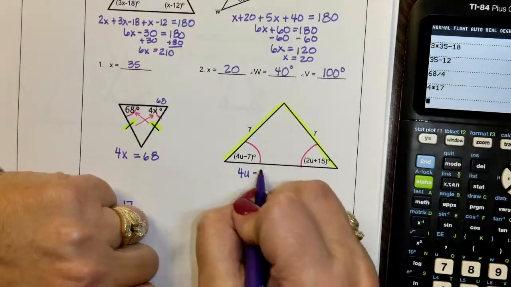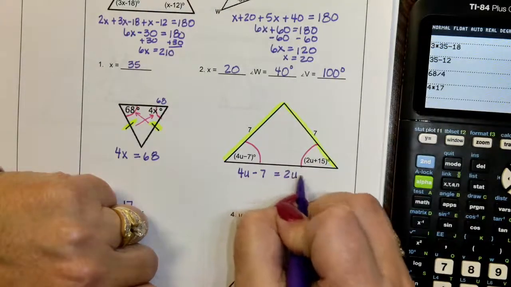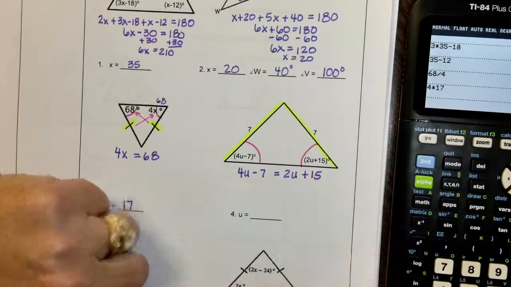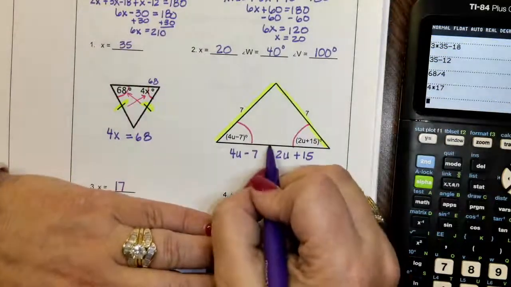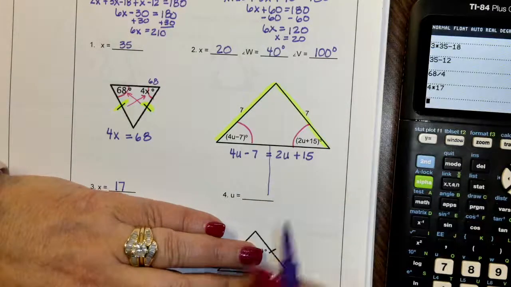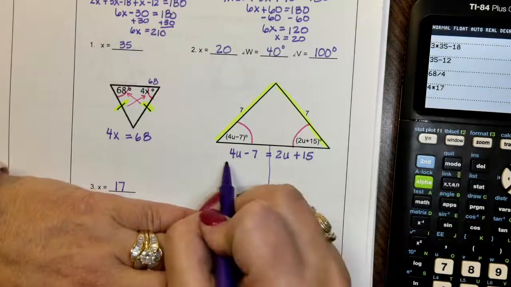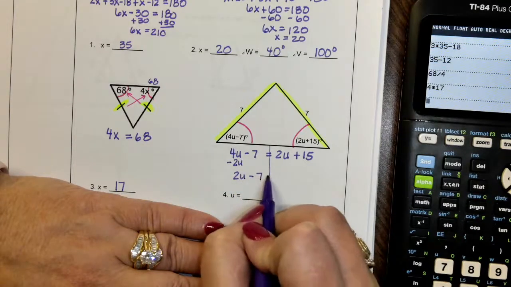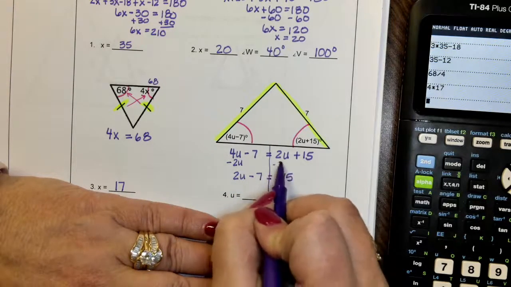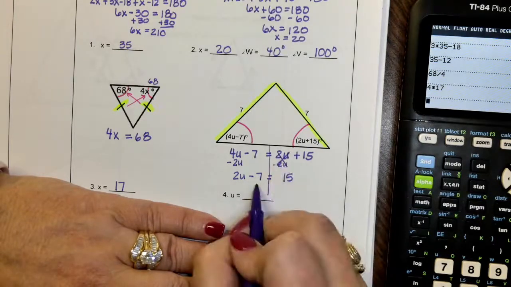4u minus 7 equals 2u plus 15. Don't worry about what you're going to do with it until you get it written down, because now you see the algebra problem. So we draw our line down. We're going to solve our algebra problem. We're going to subtract 2u from both sides and get 2u minus 7 equals 15. Then we're going to add 7.